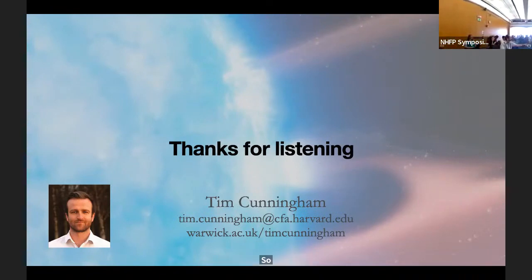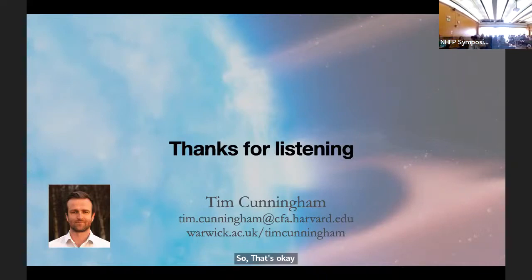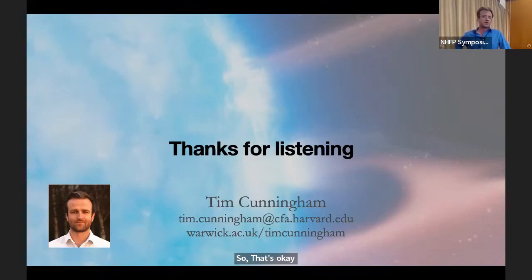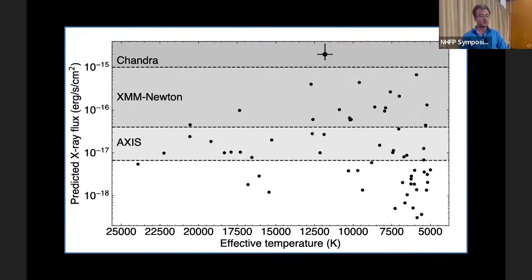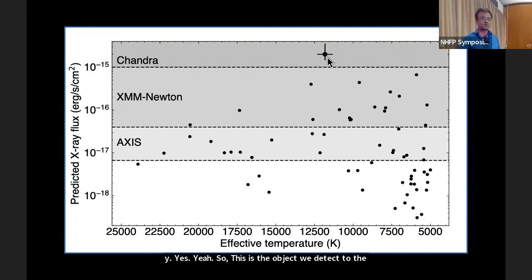Nice work, Tim. Yes. Can you talk a bit about how many of these objects you expect to see in the future? In the X-ray or just in general? Yes. So this is the object we've detected with Chandra. These are all metal polluted white dwarfs with hydrogen atmospheres, which account for about 80% of the sample. So these are all metal polluted white dwarfs.